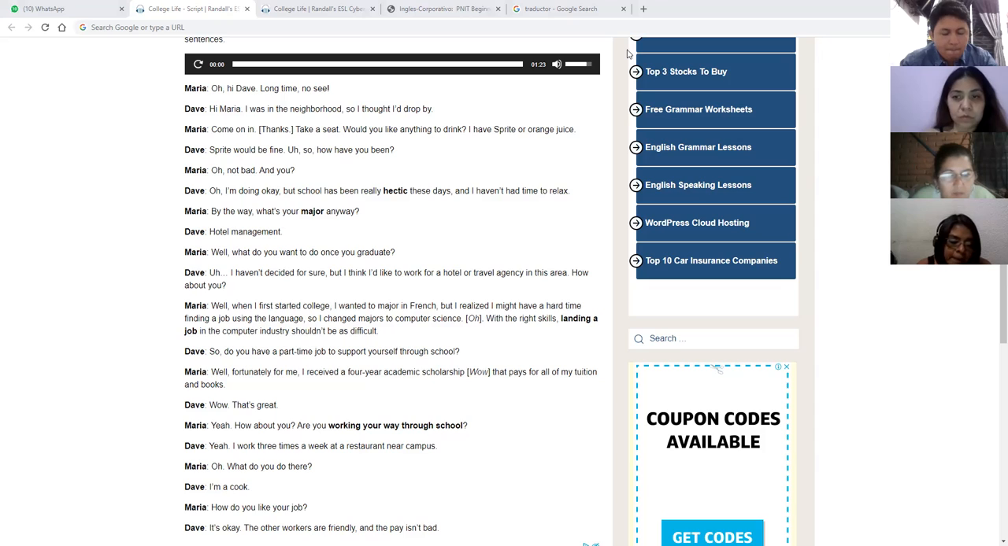Well, fortunately for me, I received a four-year academic scholarship that paid for all of my tuition and the books. What's the meaning of tuition? It's the one-time payment you give to the school, matrícula. All right. Fortunately, I received a four-year academic scholarship. Nice. All right. Tuition.